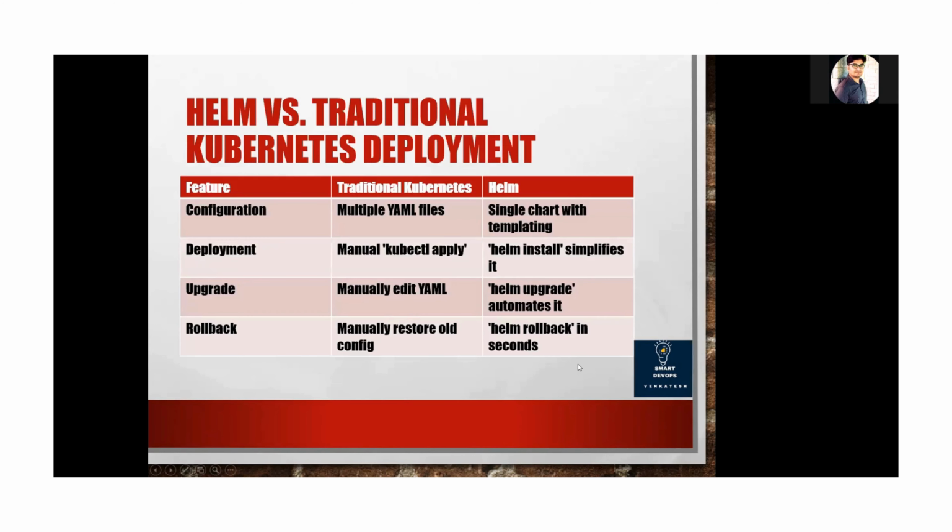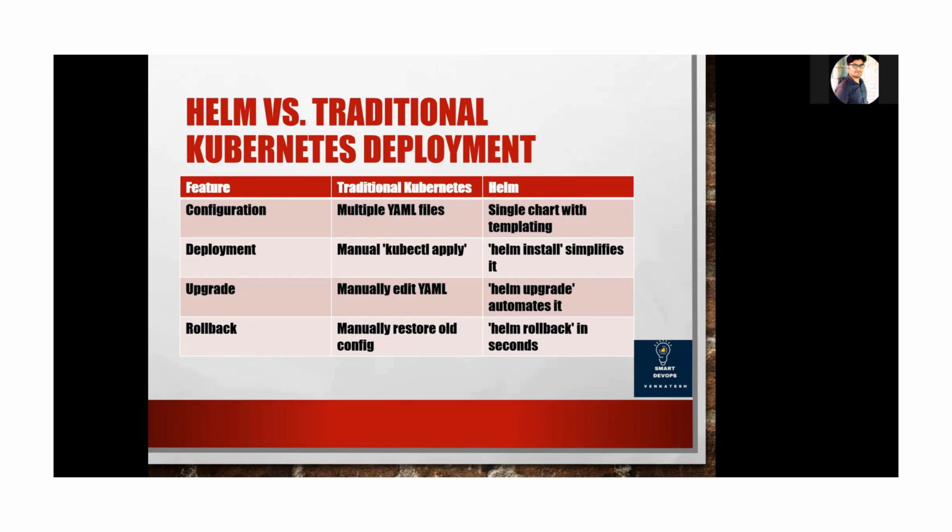Let's check. This is a comparison I prepared between Helm and traditional Kubernetes deployment. With traditional Kubernetes, every time you deploy an application, you need to write multiple YAML files manually. This process is prone to errors and requires a lot of effort to maintain. For example, you have your deployment file, service file, ingress, config map. So many files you need to write.